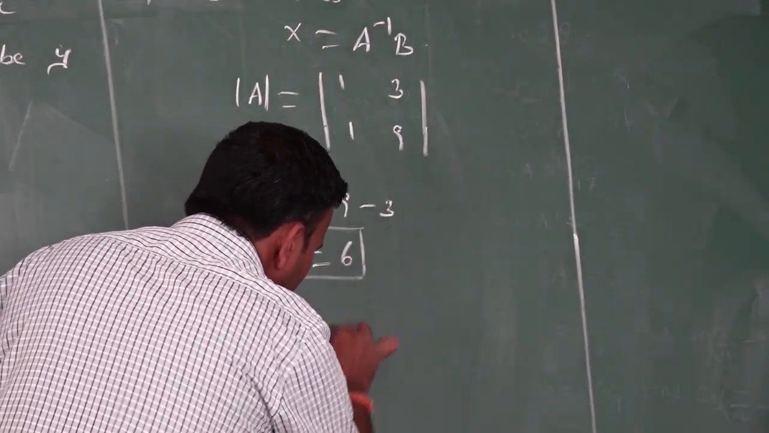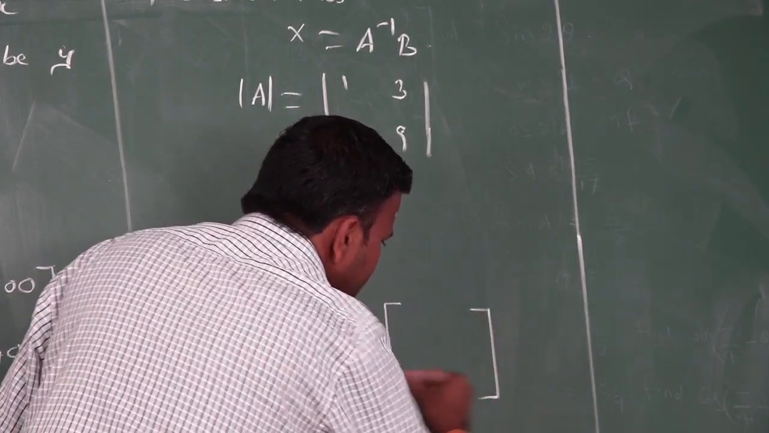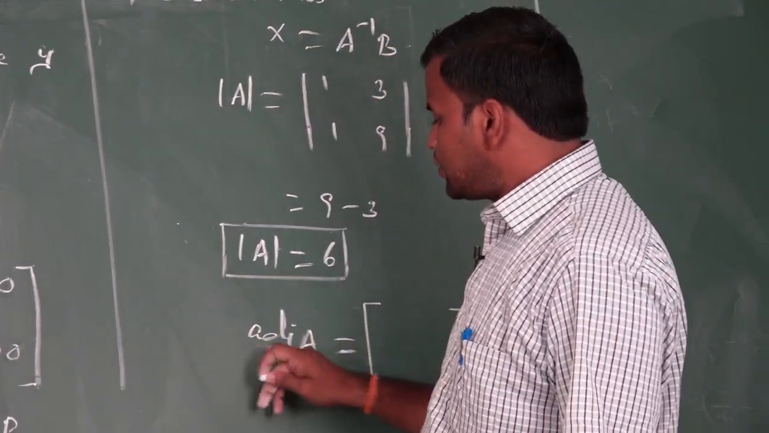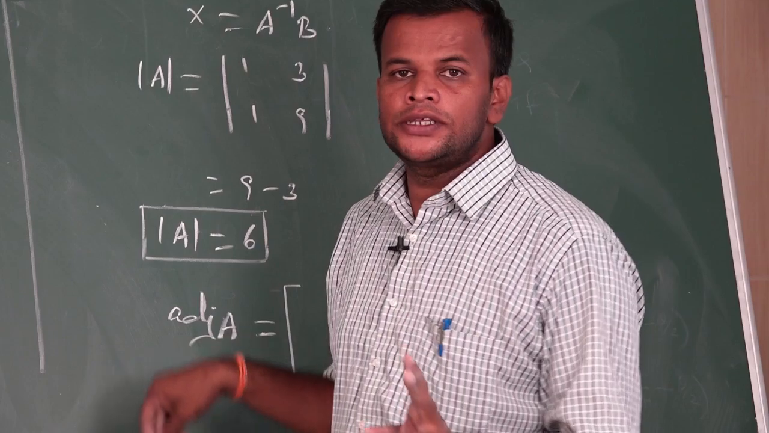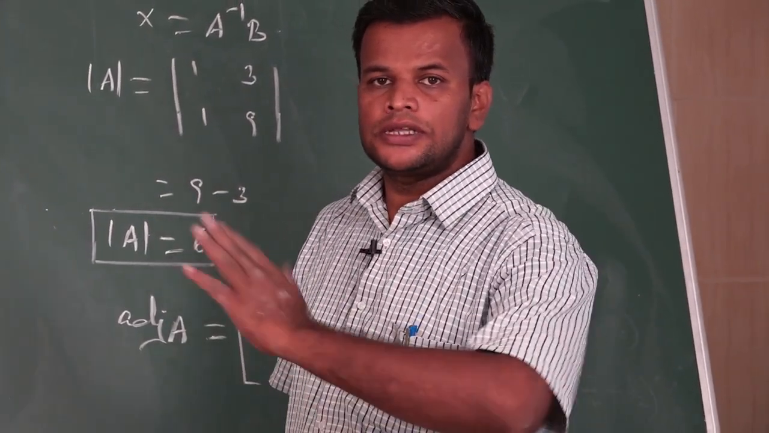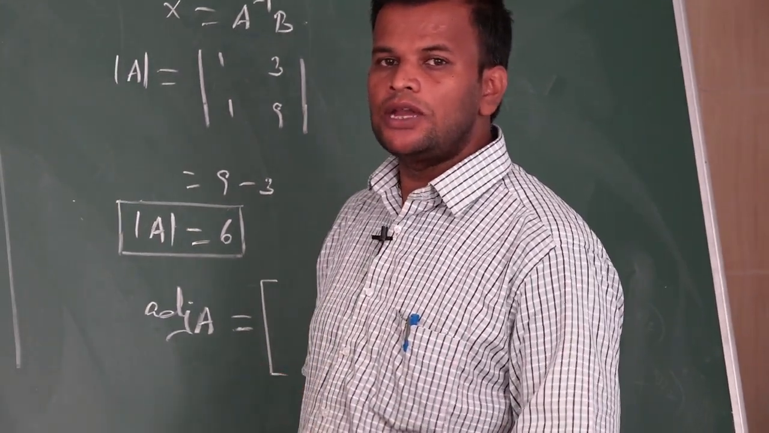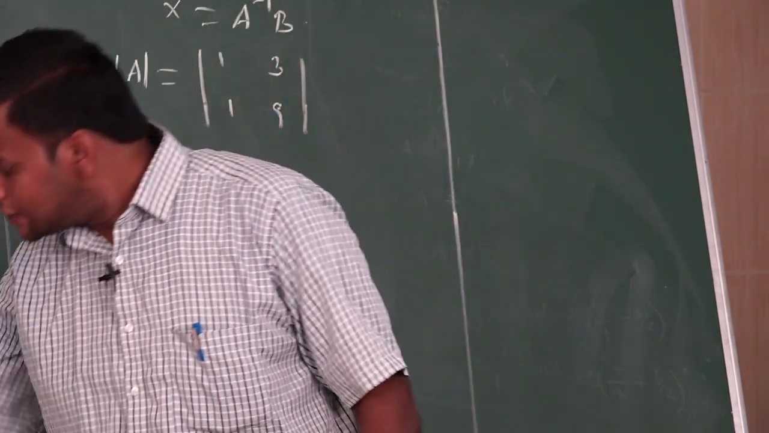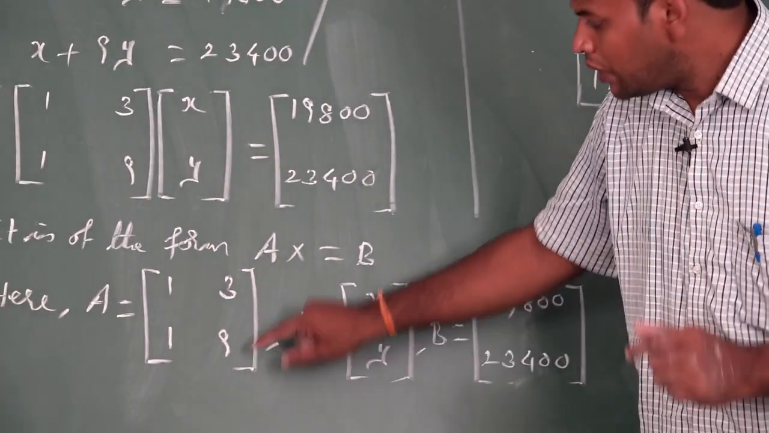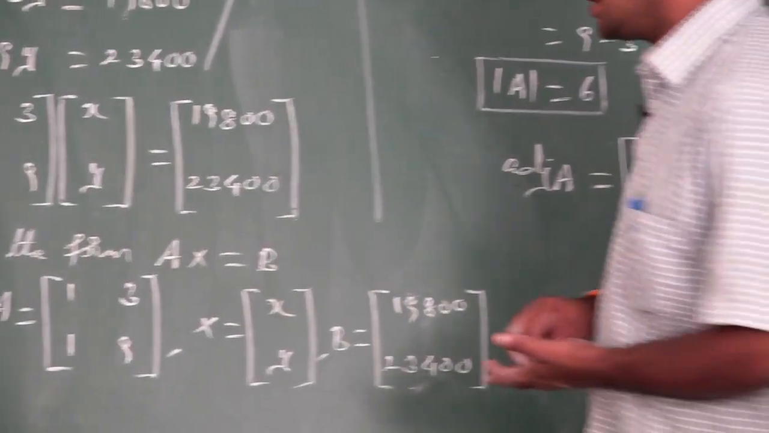Next, to find adjoint A. Adjoint A is a 2 by 2 matrix. We use the shortcut form. What is the step? We interchange the leading diagonal elements and change the sign of the remaining elements. The value of A is 1, 3, 1, 9. So the first step, we interchange these two elements. So 1, 9 become 9, 1.